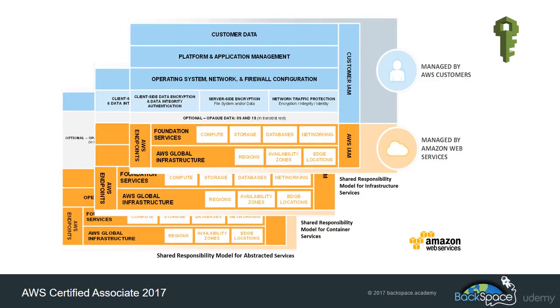Just looking there, we can see what is managed by Amazon Web Services in orange, and what is managed by AWS customers in blue. We can also see that there are different concepts of this shared responsibility model. We have a model for infrastructure services, one for container services, and one for abstracted services, and we'll talk about that in the next slide. Again, we can see there's customer data and the operating system, and down there for infrastructure services, AWS is responsible for those infrastructure services that are going to be provided.